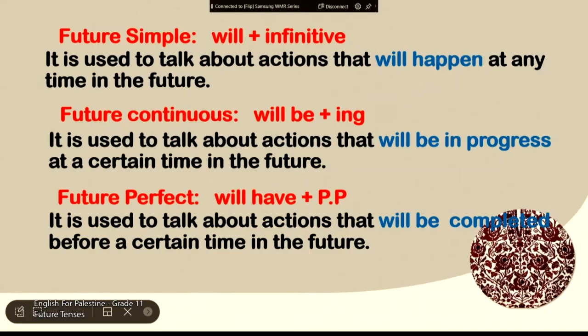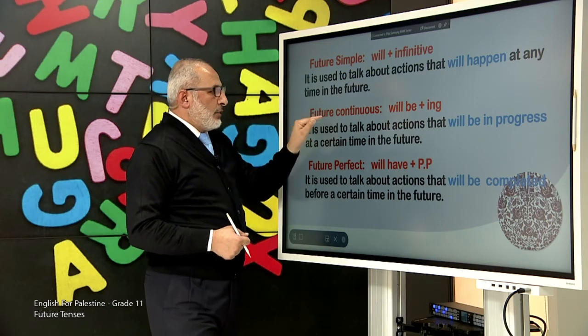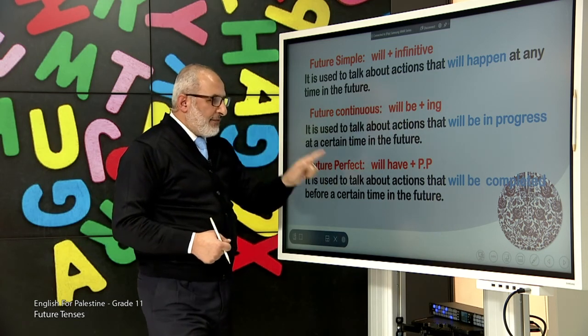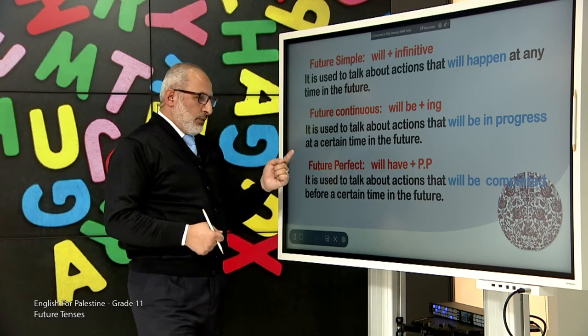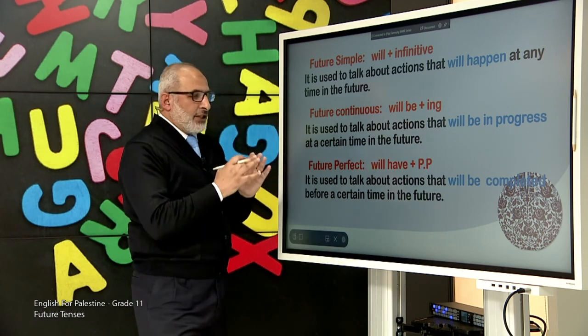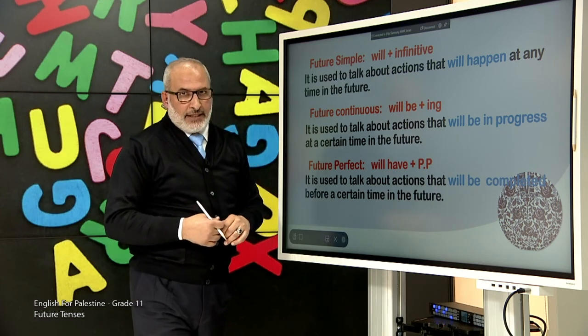And the third tense is future perfect. The form of future perfect is will have plus the past participle of the verb. Future simple, will plus infinitive. Future continuous, will be plus the ing form. Future perfect, will have plus the past participle of the verb. And we use it to talk about actions that will be completed before a certain time in the future or before another action happens. Okay?